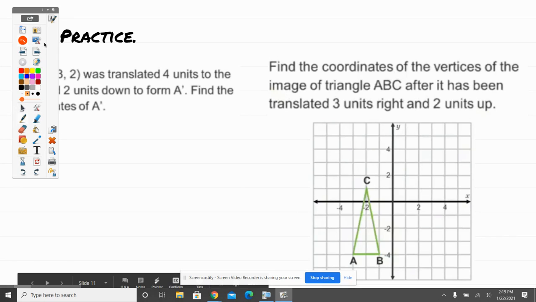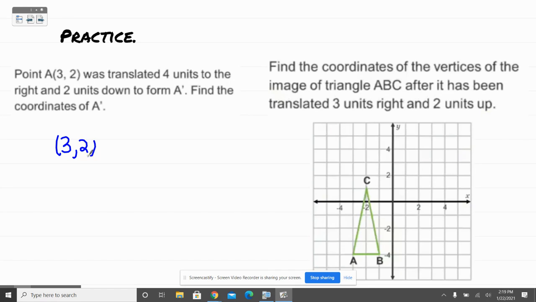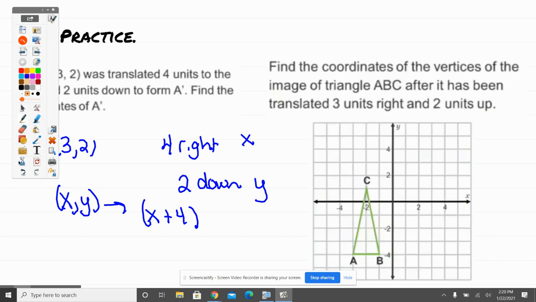So let's see what happens. If I have 3, 2, and we'll call it (x, y), and I move it 4 to the right, and I move it 2 down. Right goes with x, down goes with y. So instead of x, I'm going to have x. If I go 4 to the right, that's positive. It'll be plus 4. Oh, I should put a comma. For the y, I'm now going to go down 2, which is minus 2.